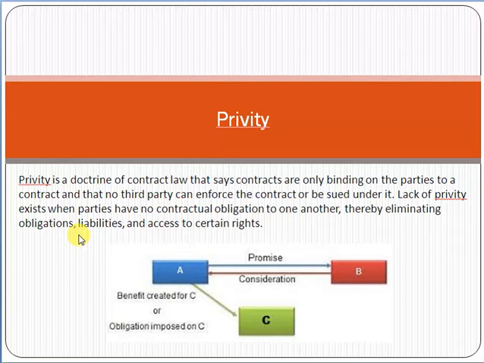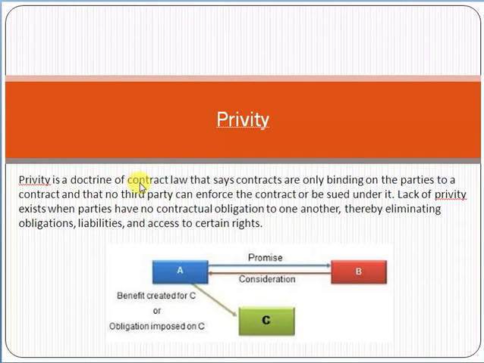So first of all we have to understand the concept of contract. Basically, what is a contract? A contract is an agreement between two parties based on some terms and conditions. This is called the concept of contract. Now privity, what is privity then?